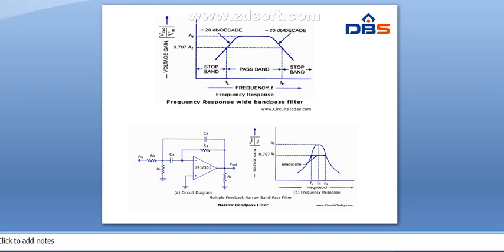And see the narrow band pass filter. This is the narrow band pass filter circuit diagram and the frequency response. Here the bandwidth is low. In the narrow band pass filter, the bandwidth is low, whereas in the wide band pass filter, the bandwidth is large.